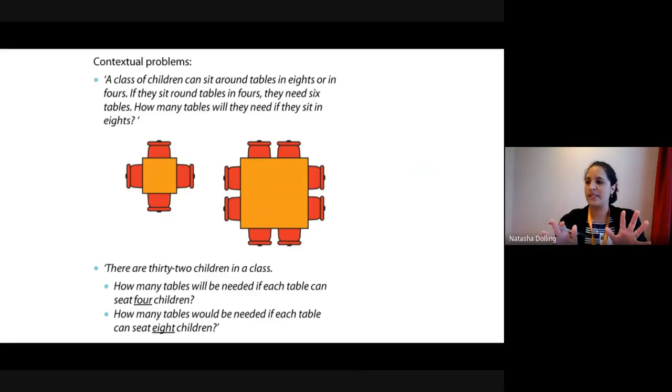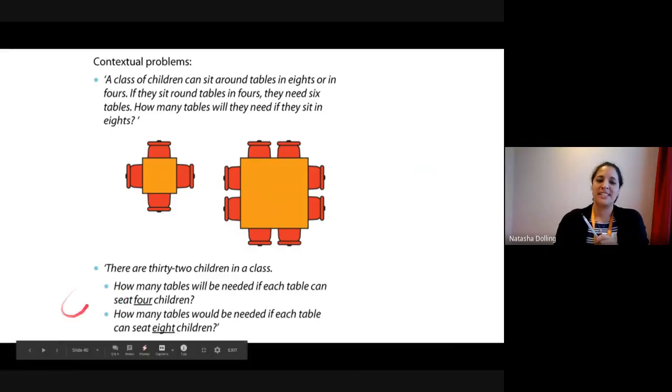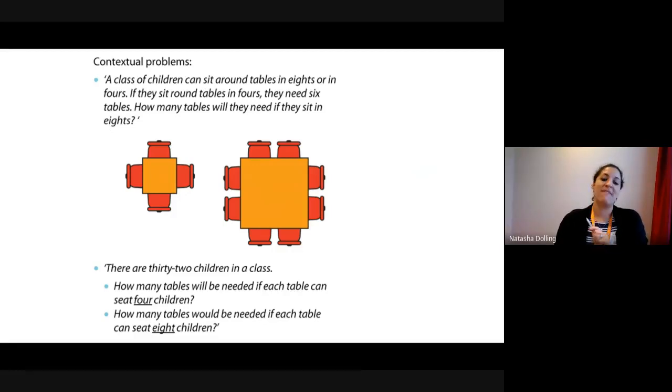I'm going to say COVID permitting, maybe put it in for summer term, maybe when things are a bit more normal. But that's a really nice practical way of getting children to problem solve with times tables, thinking about the number of children around the number of tables. And then you've got a bit of an extension here. So now I'm telling you that there are 32 children in a class. So how many tables will be needed if each table can seat 4? And how many tables will be needed if each table can seat 8? And they can make this with the cubes. They can make up their own number of children in a class, own number of tables, as long as they're equal, very open-ended.